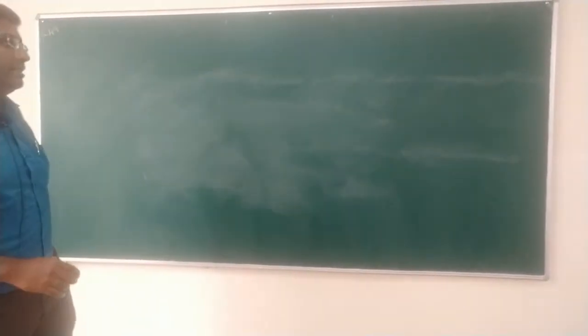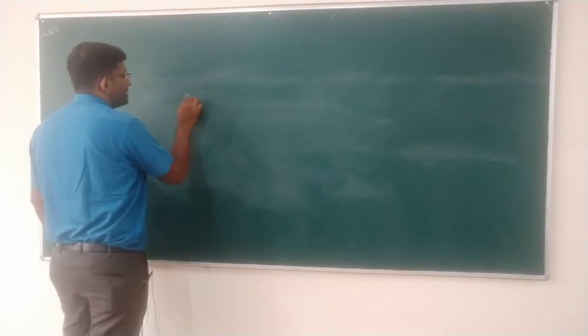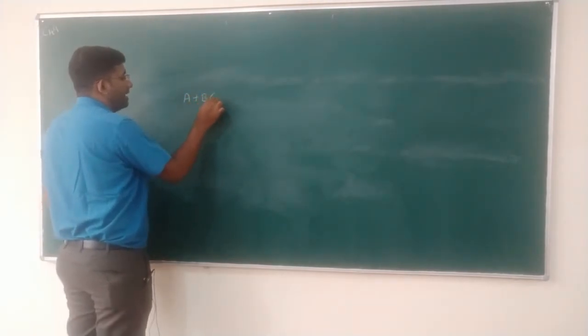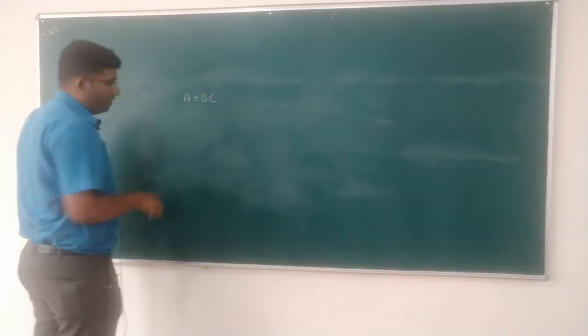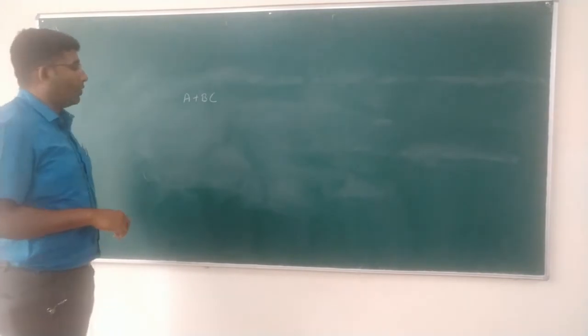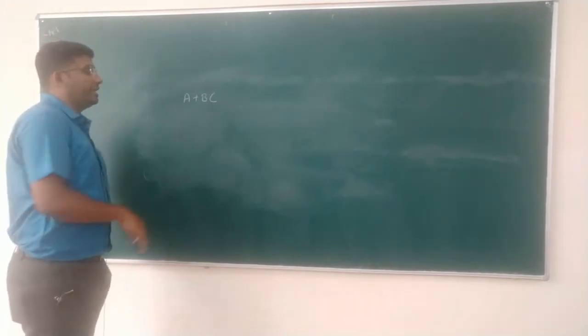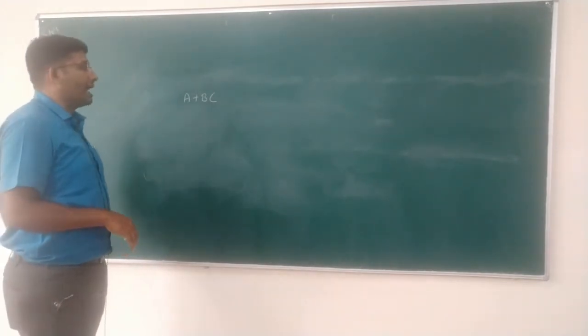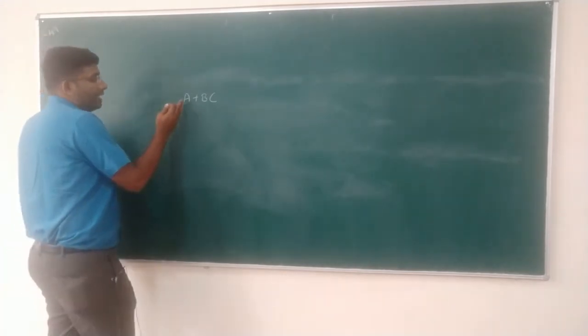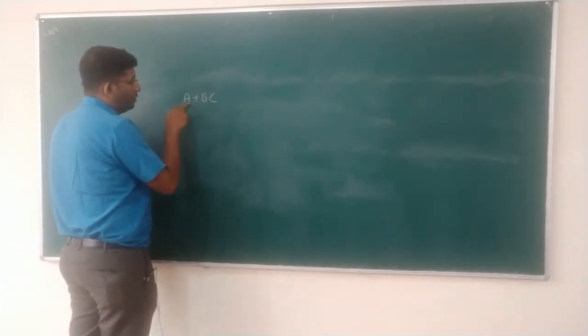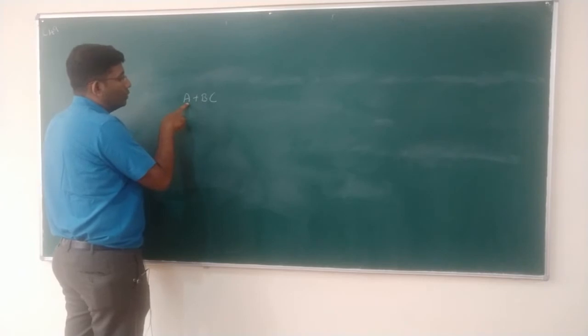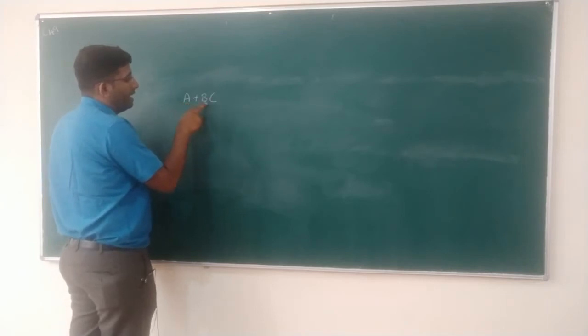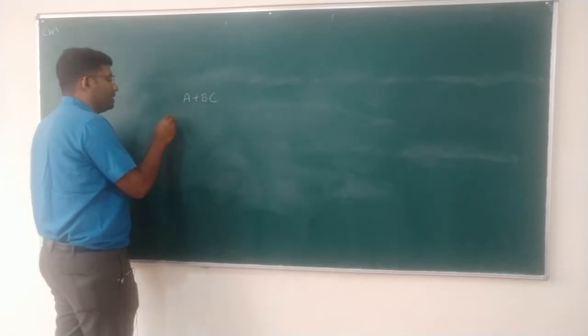Now we will consider an expression A plus BC, which we are saying is a sum of products. How we should convert it into a min term or standard sum of products, that we are going to see now. Here two terms are missing, that is B and C, and here one term is missing, that is A. We will be doing it step by step.